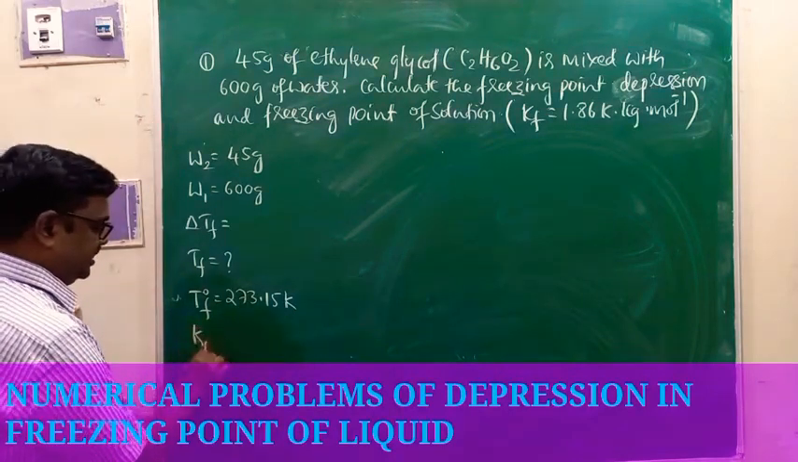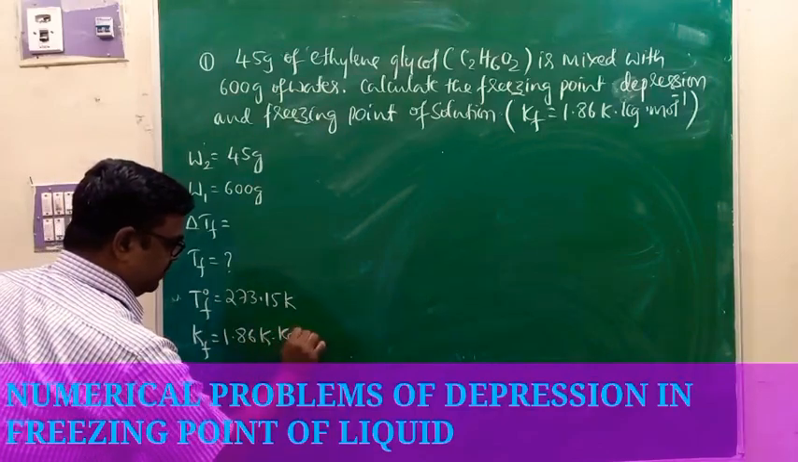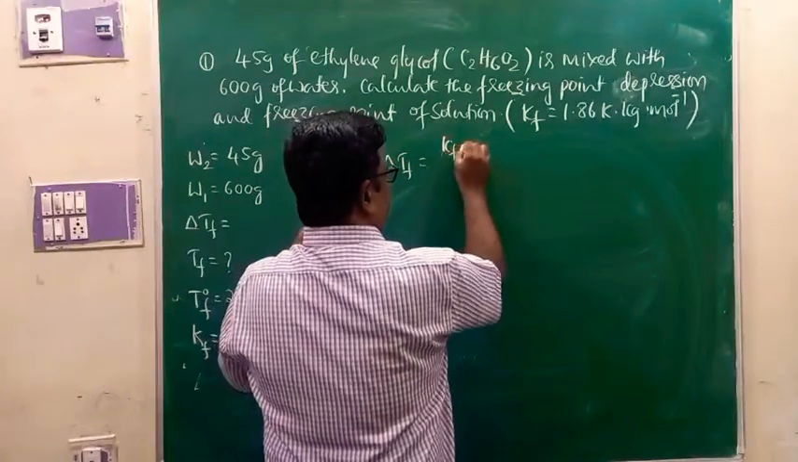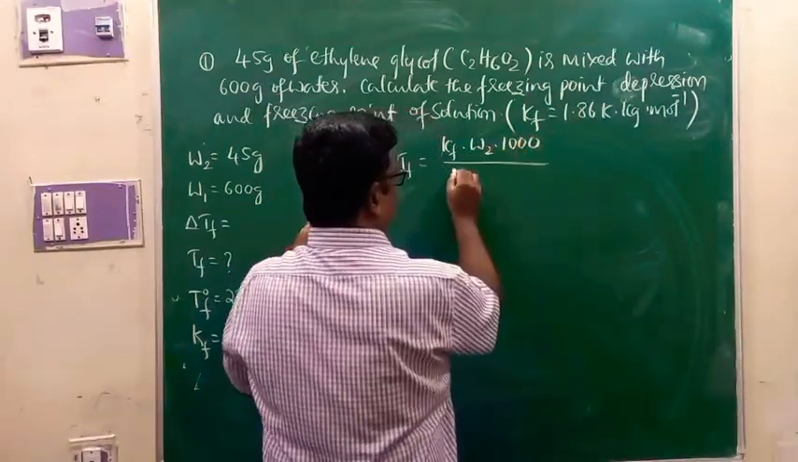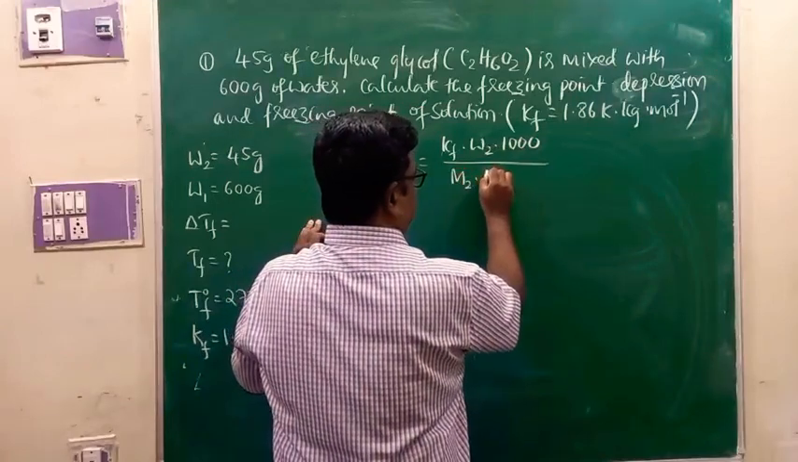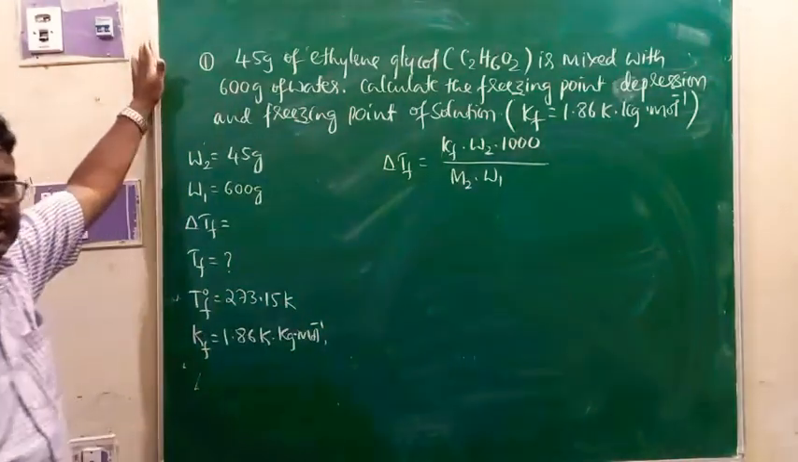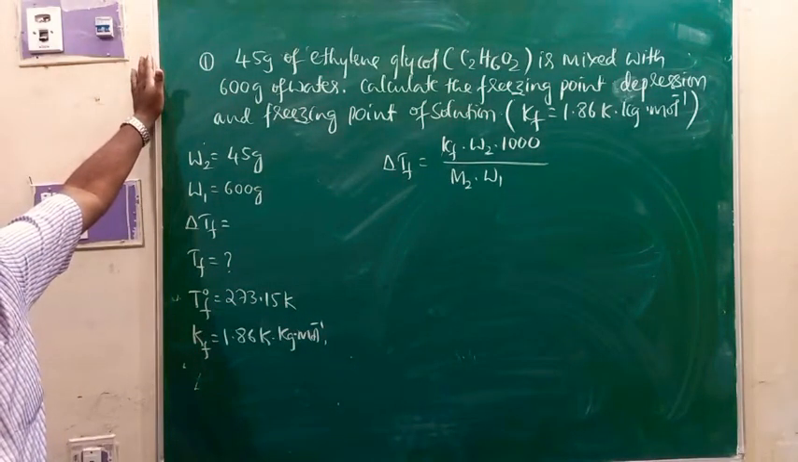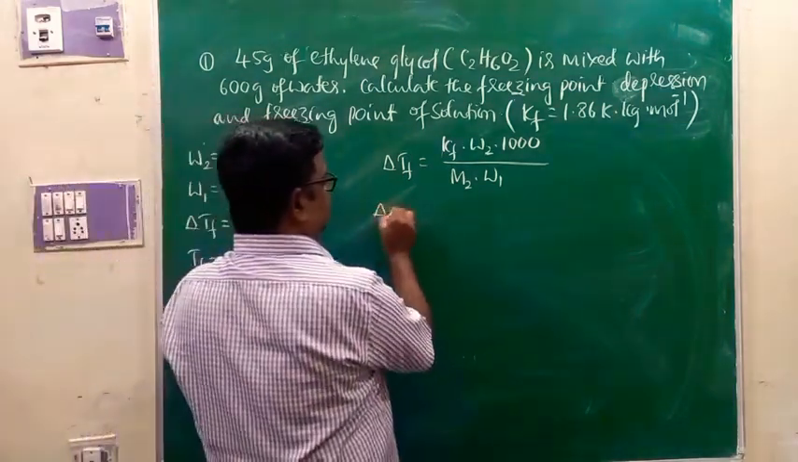And Kf is 1.86 kelvins kg per mole. Substitute: delta TF equals Kf into W2 into 1000, whole divided by M2 into W1. For delta TB, the difference is only this: instead of Kf we put Kb, everything else remains the same. Now look, calculate delta TF, that is freezing point depression.